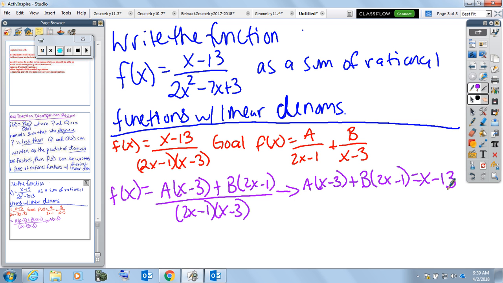That's going to end up giving us a value that is found in the function, x equals 3, right? Because we separated it out. We saw one of the quote-unquote solutions to that denominator, x equals 3. That is going to, in turn, cause a 0, 3 minus 3 times a, which will then let us get b by itself. So I'm going to let x equals 3 to start off with, and I get a times (3 minus 3) plus b times (2 times 3 minus 1), set that equal to x minus 13.